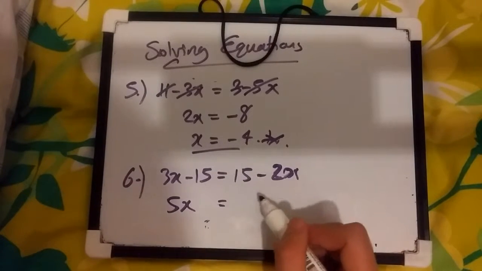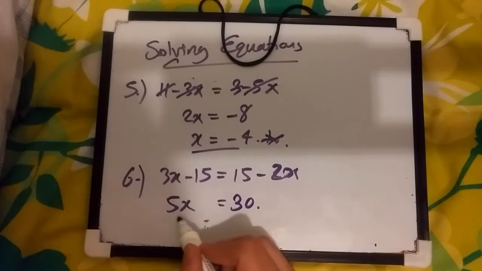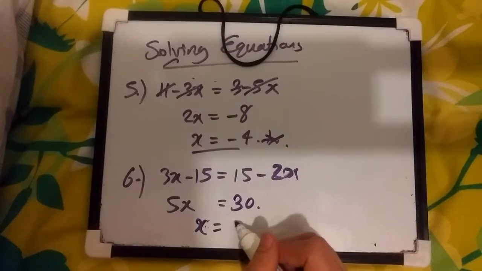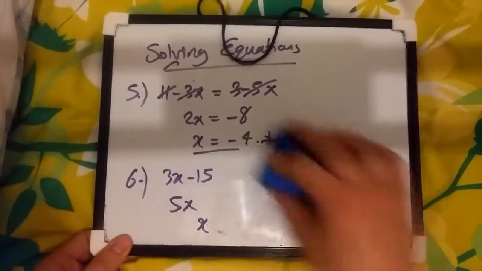Add 15 to get rid of it. So 15 plus 15 is 30. And lastly, divorce the 5, divide by 5, 30 over 5 is 6. Again, just like the question. Cool.